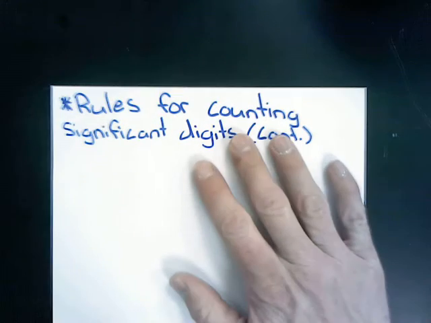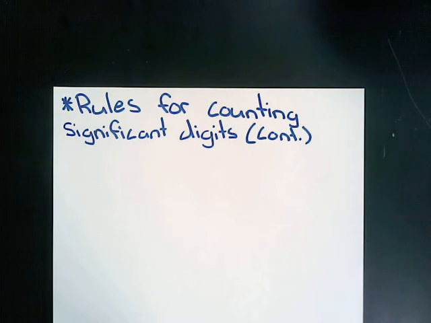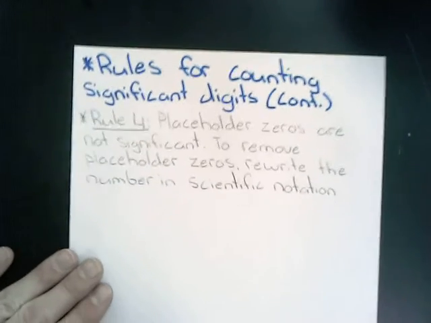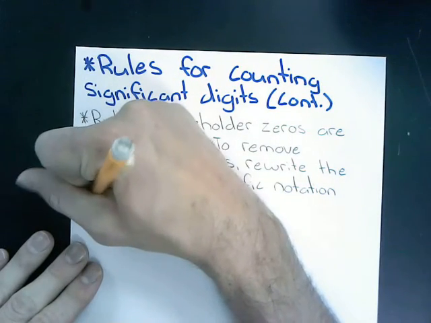And so we go to rule number 4. Rule number 4 says placeholder zeros are not significant. To remove the placeholder zeros, rewrite the number in scientific notation. This rule sometimes is a little bit difficult, so I'm going to do 2 examples. The first example is going to be the number 0.0253 grams.